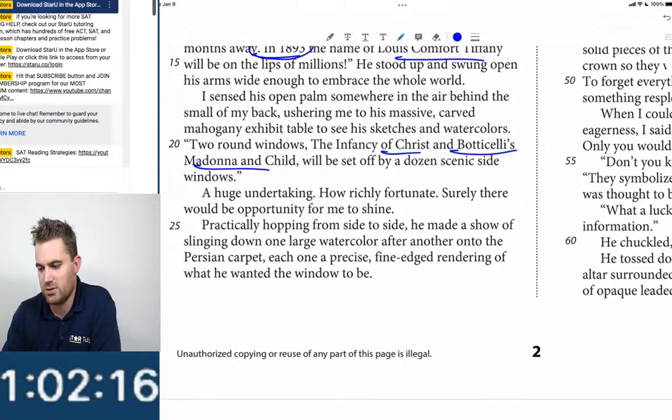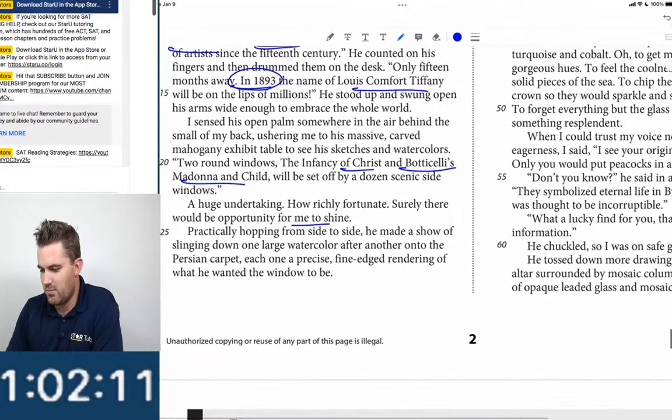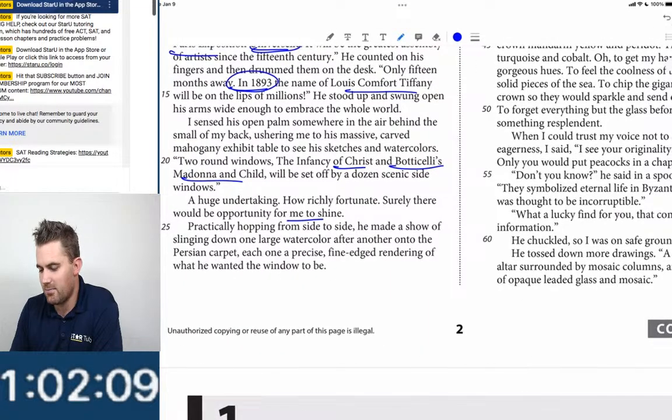Huge undertaking, how richly fortunate. Surely there would be opportunity for me to shine. Practically hopping from side to side of me, down one large water column to another end of the Persian carpet, each one a precise, fine rendering of what he wanted the window to be.